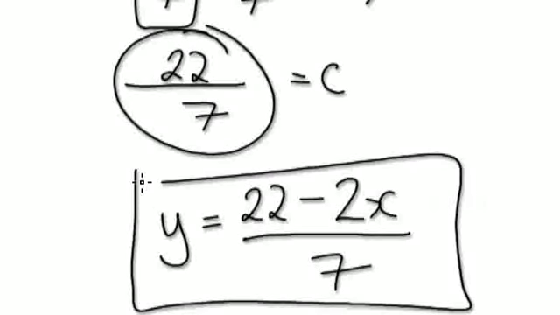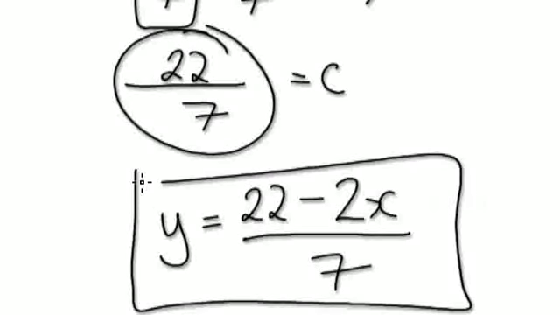22 minus 2x over 7. That was our equation. I'm copying it so that I can clear up this board. So let's clear it up. Okay, so this is our equation here.